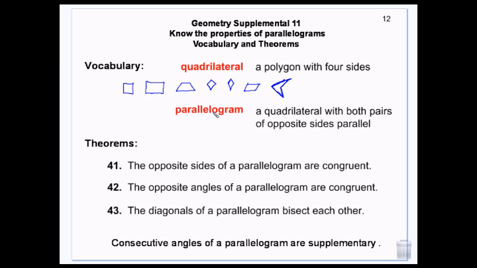So quadrilateral, any four-sided figure. Parallelograms are a little bit more specific. Whenever we draw a parallelogram, and you're just saying like, oh, draw a parallelogram, we tend to make everything slanted.